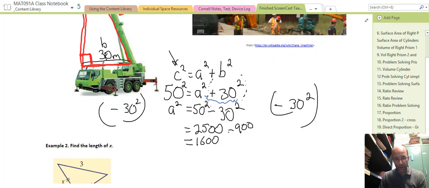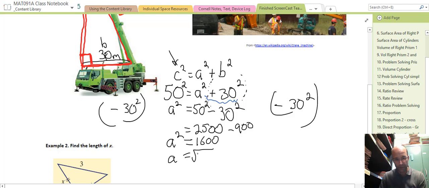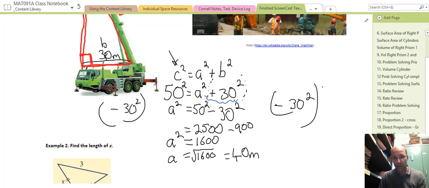When we calculate the values, we have 2500 minus 900, which comes out as 1600. Now remember to write a squared there at that line, because that's not our final result. We need to find a. A is the square root of 1600, which is 40. So it's 40 meters, that height. So we can see that when we've got a short side, we have to use subtraction.